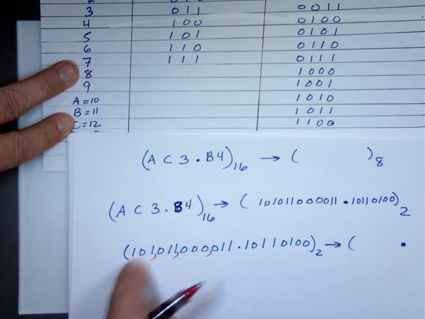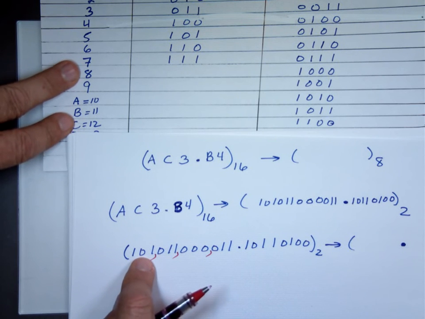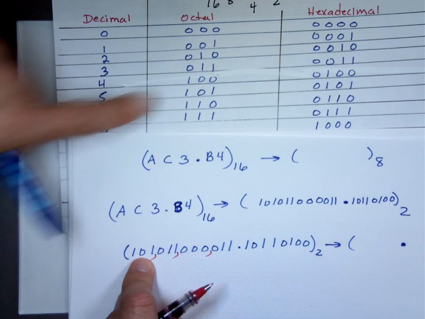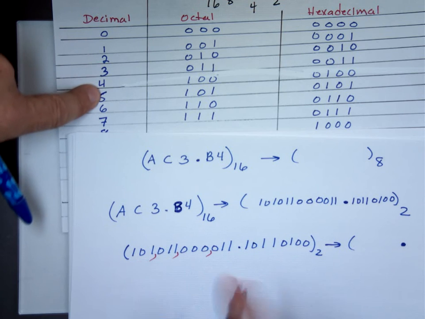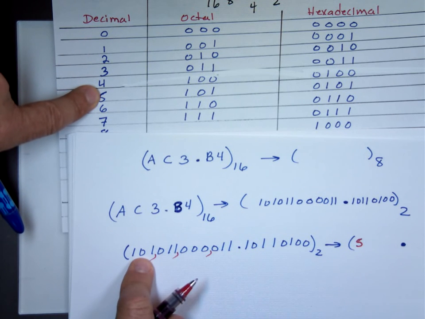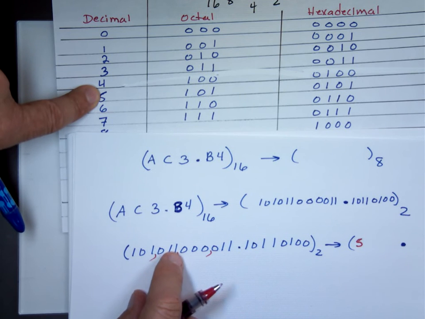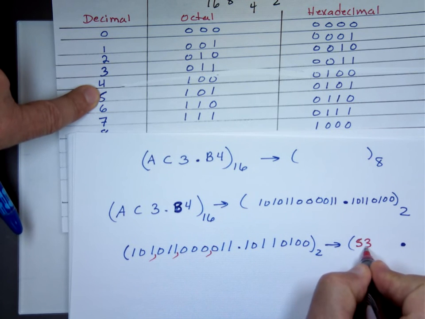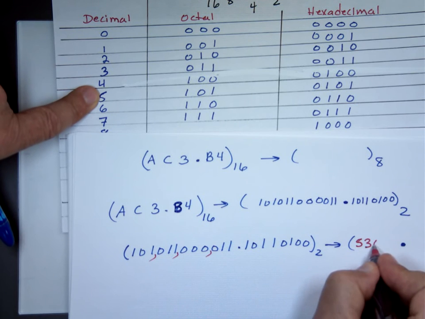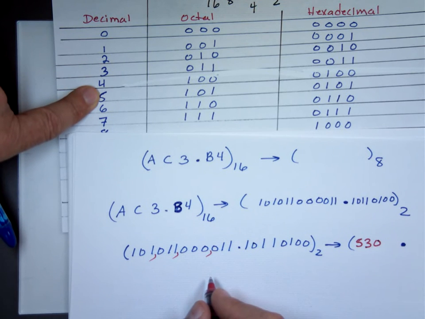Let's look at that number. 101 in base 8. 101. Isn't that 4 and 1, which is a 5? Zero, one, one. 011, isn't that a 3? 000, that's a 0. 011, that's what? 3.